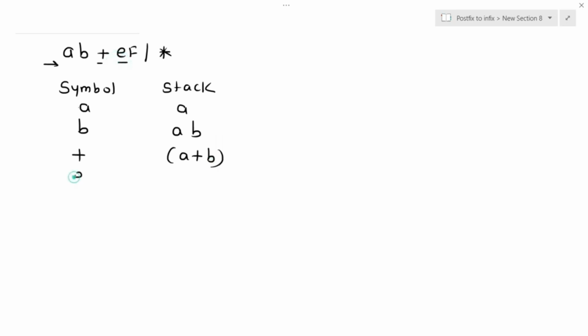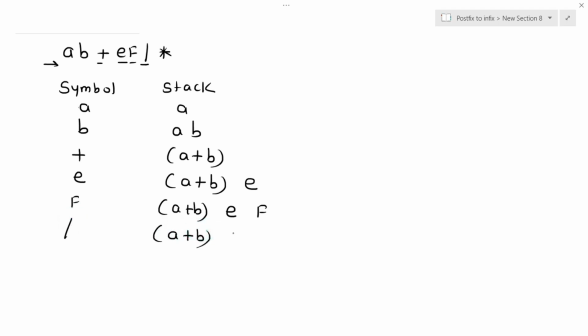Then we have E. So our one operand is A plus B and the second operand is E. Now it comes F. So we get three operands: A plus B, E and F. Then it comes division. So top of the stack is F and E. So as per the rule, the first operand is A plus B and second operand we get E divided by F. Okay.